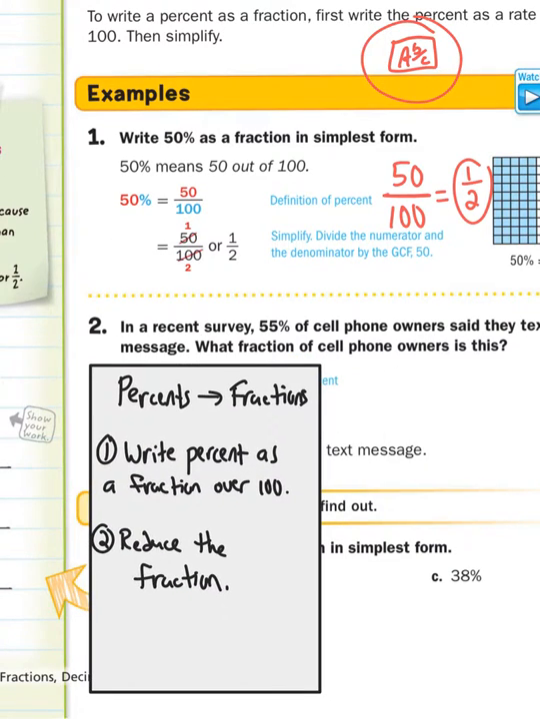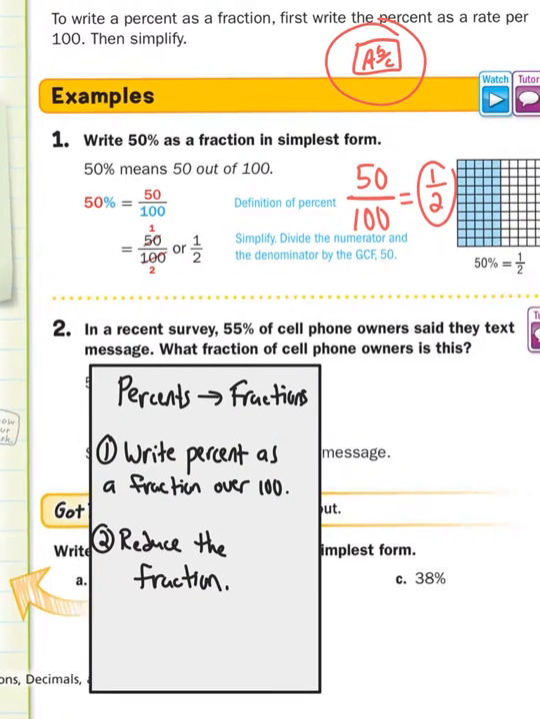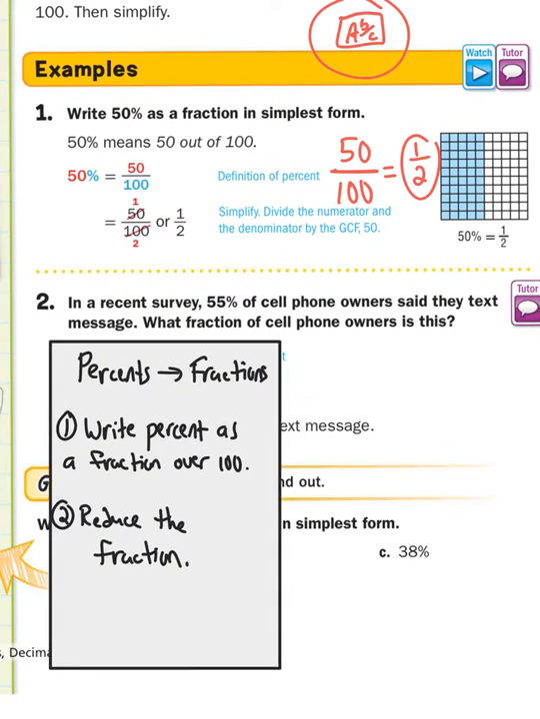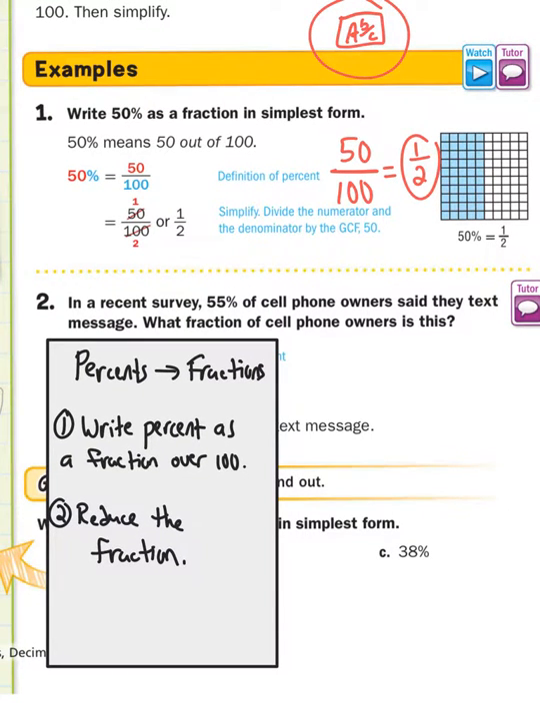Now, example 2 will show you one here. Let's go down here. This is more of a word problem. So in example 2, it says, in a recent survey, 55% of cell phone owners said they text message. What fraction of cell phone owners is this? So basically, they're giving us a percent, and it's asking for the fraction. So following the steps, I write 55 over 100. You always write it over 100. Now you just have to reduce.